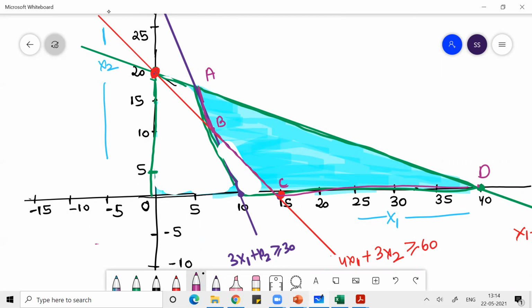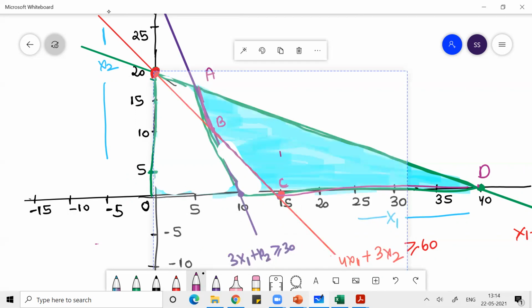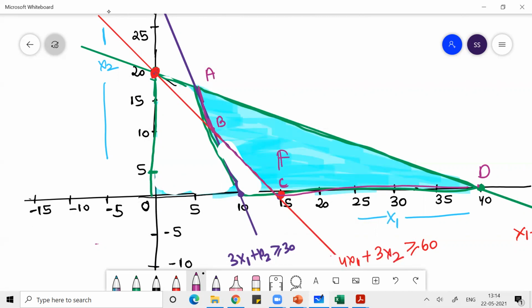Any confusion, anyone? So this region, what you see, is called the feasible region. You have to find the area which is common between all the graphs. Whenever you have a less than or greater than sign, based upon that, you'll find the area.